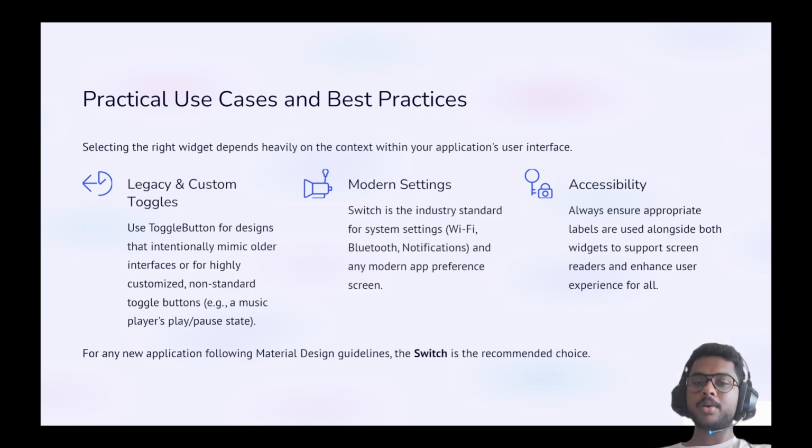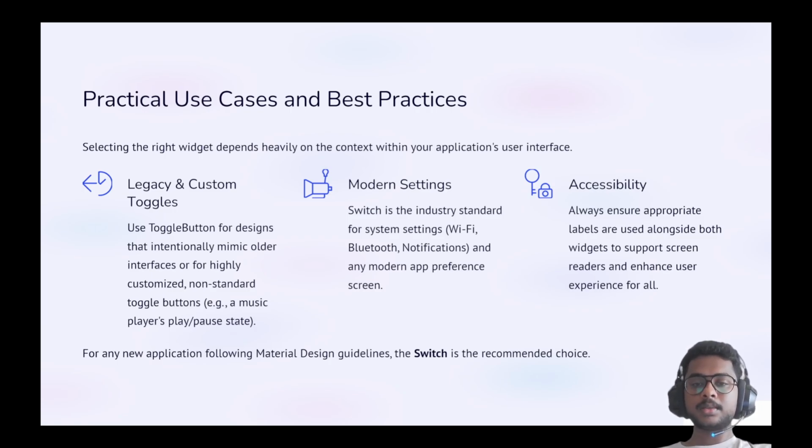We can use it for toggling shuffle modes in Spotify older versions. On the other hand, switch is ideal for modern settings. Think Wi-Fi or notifications. Like in Android settings app where you toggle Bluetooth or aeroplane mode for system-wide states.